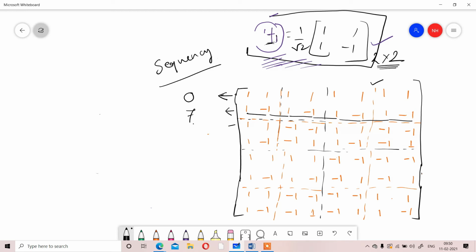For the next row, that is first, second, third. So 3 changes are happening here. So what will be the sequence order? 3. In that way, if we simply calculate all the sequence order, you will get 0, 7, 3. You can check it. 4, 1, 6, 2, and 5.